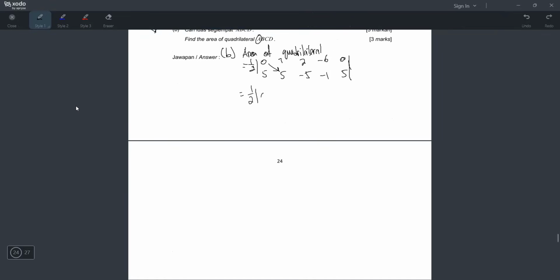So 0 times 5, 0, plus 7 times negative 5, negative 35. So I'll write bracket, and then plus 2 times negative 1, negative 2. So open bracket, negative 2, and then plus negative 6 times 5, and then open bracket, negative 30. And then minus. Why suddenly minus?